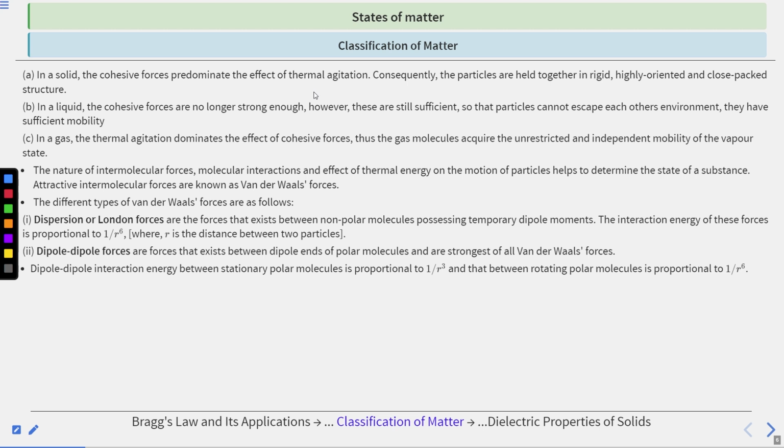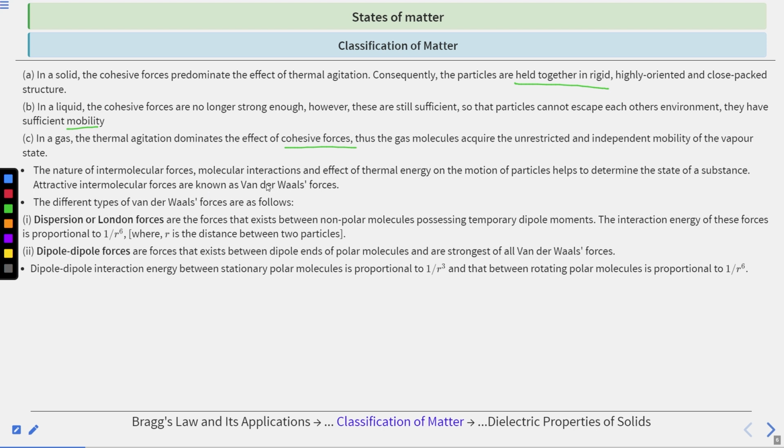In a solid, cohesive forces predominate over the effect of thermal agitation. Consequently, the particles are held together in a rigid, highly oriented, and close-packed structure. In a liquid, cohesive forces are no longer strong enough. However, they are still sufficient so that particles cannot escape each other's environment. They have sufficient mobility. In a gas, the thermal agitation dominates the effect of cohesive forces. Thus, the gas molecules acquire the unrestricted and independent mobility of the vapor state. The nature of intermolecular forces, molecular interactions, and effect of thermal energy on the motion of particles helps to determine the state of a substance.